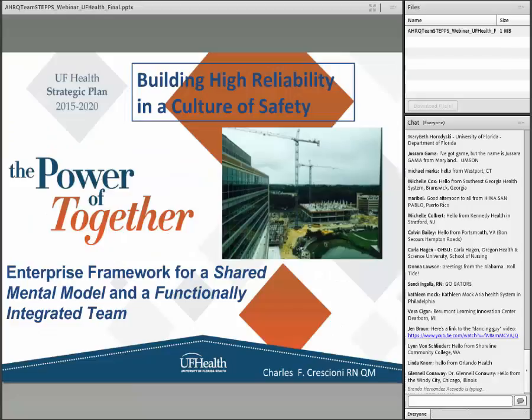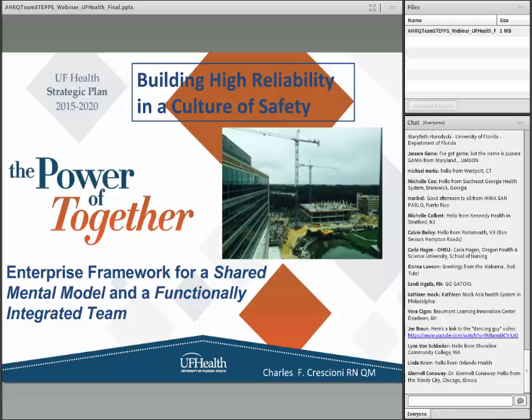The slide you're looking at now is not on template. This slide is usually my beginning slide for presentations here. The power of together in the middle is the logo for our strategic plan. I included some pictures of the towers at their earliest levels going up. I'll show you a picture of where they are now later.